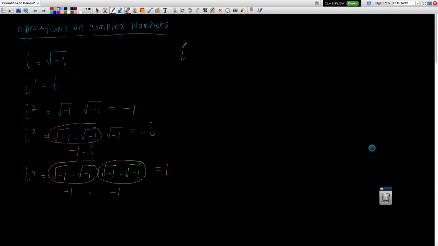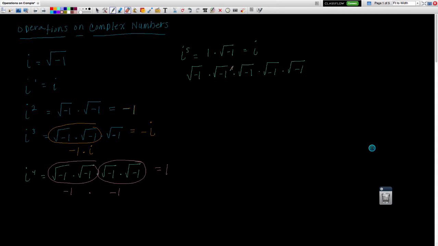Let's do i to the fifth power. I'm hoping that you start to see a little bit of a pattern here. If you know that i to the fourth power is 1, you would have 1 times the square root of -1, which would be i. All right, and if you can't see that, write it out. There's nothing wrong with writing it out. You would be multiplying this 5 times.